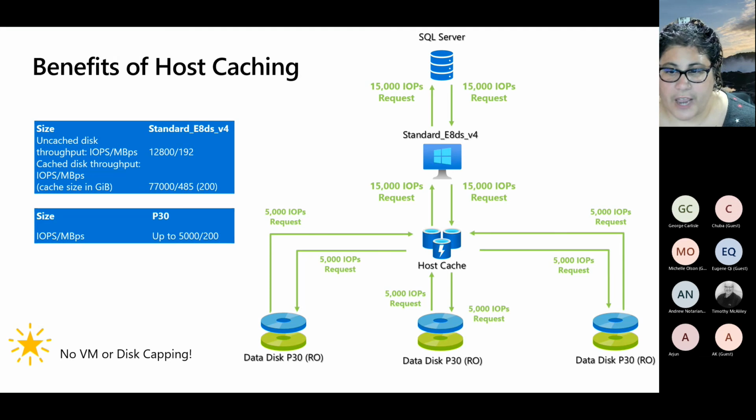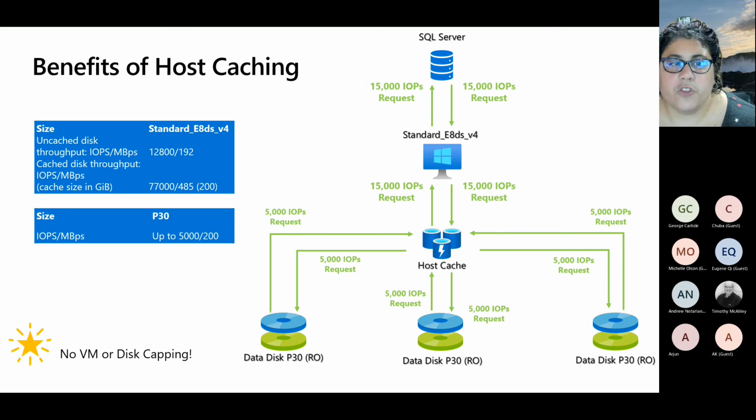Back to our little diagram of capping. We've got our SQL Server sends 15,000 IO requests, but this time they're cached requests going through the cache. So if we assume that all of these were being served from the cache, we wouldn't even hit the disk. We'd just go to the cache and come right back. But now, if at least some of those get served from the cache enough to overcome the VM limit, then great, no problem. No VM or disk capping here.